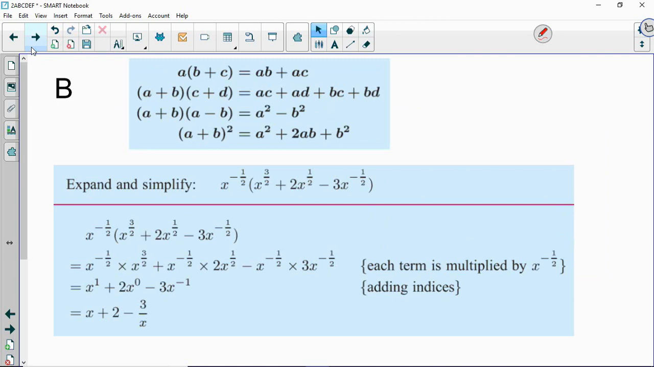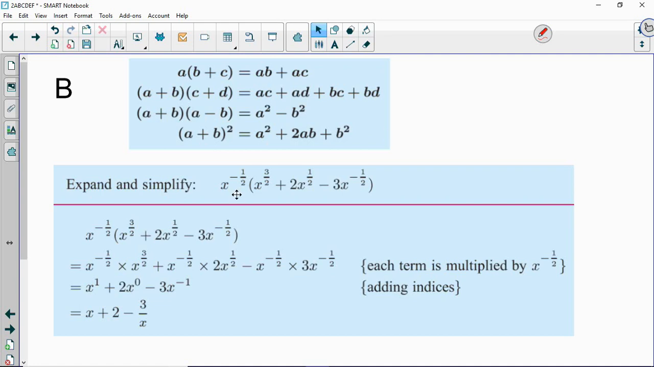Section B, as a reminder, we have a few shortcuts for expanding, such as (a plus b) times (a minus b). That's a difference of two squares. This is going to give us a perfect square trinomial. Well, if you have expressions with exponents, you should think of them along the same lines.